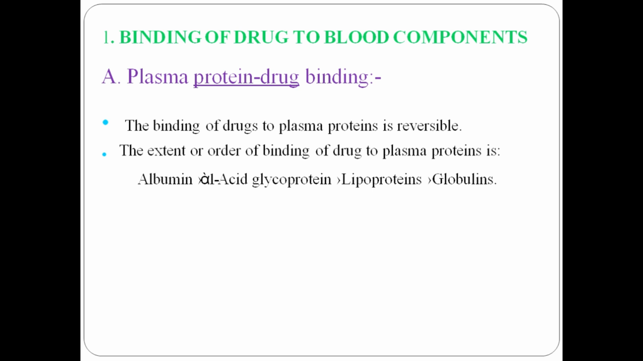Now, binding of drug to blood components. Blood components are plasma protein and blood cells, like RBCs, WBCs, platelets, etc. The binding of drugs to plasma proteins is a reversible process and it is totally dependent upon the binding affinity. Just like here you can see the order. Albumin has more binding affinity than alpha 1 glycoprotein. Alpha 1 acid glycoprotein has more affinity than lipoproteins, and lipoproteins have more affinity than globulins.